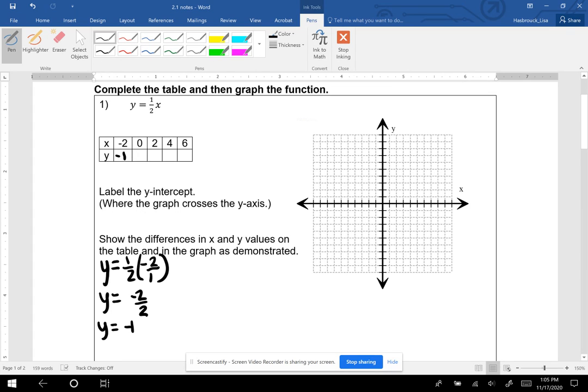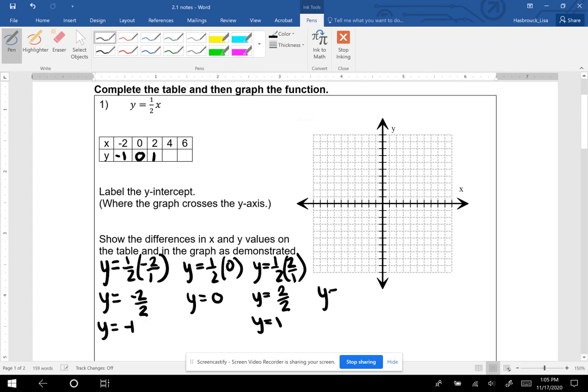We are going to want to show our work like this for every x value. So for the next one, y equals 1/2 times 0. Well, 0 times anything is just 0. So when x is 0, y is 0. For the next one, y equals 1/2 times +2. I'll put that +2 over 1 and multiply straight across. This gives me 2 over 2, so y equals 1.